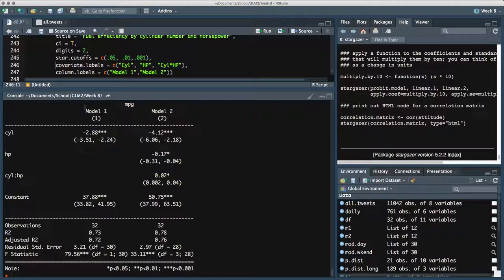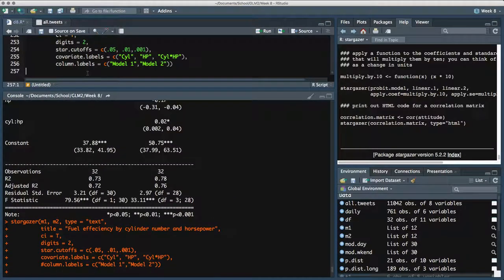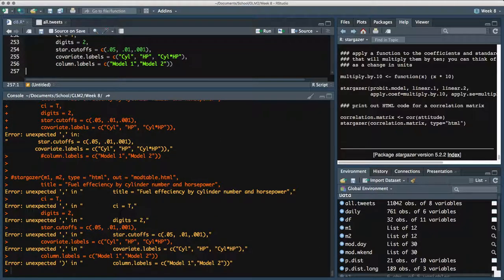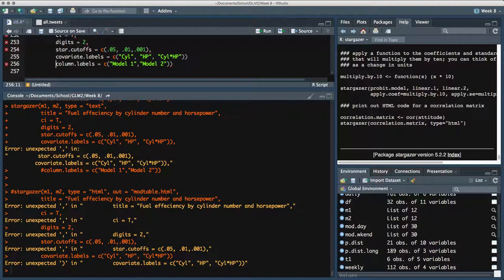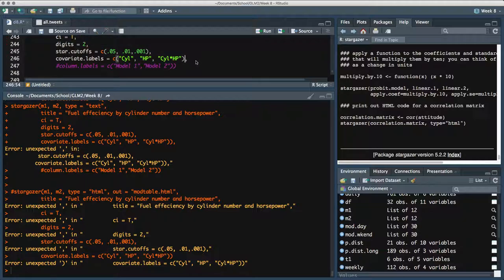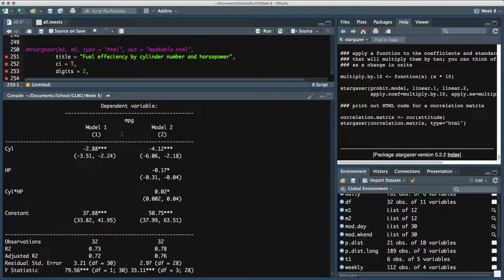The column labels, that's this up here. So I specified model 1 and model 2. If I take that one out and run it again, oh, it's because I'm on the wrong one. There we go. So by default there are no column labels up here, and so I wanted to label them model 1, model 2.